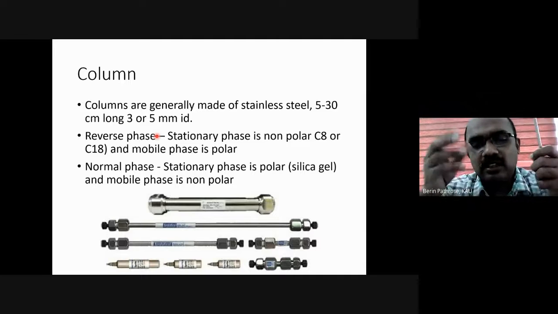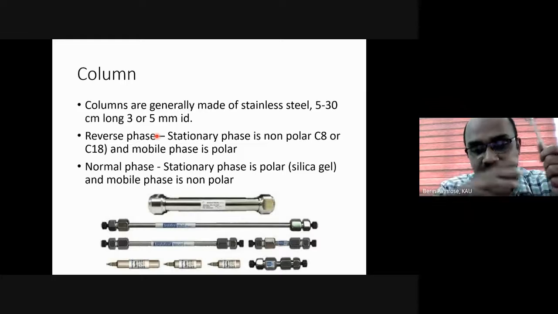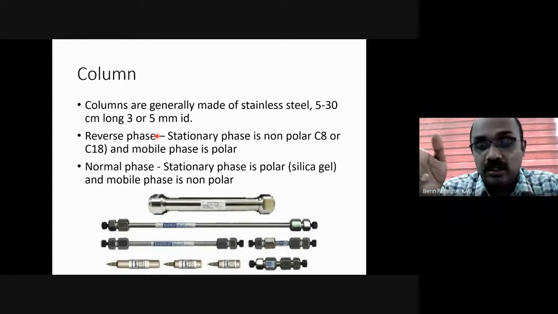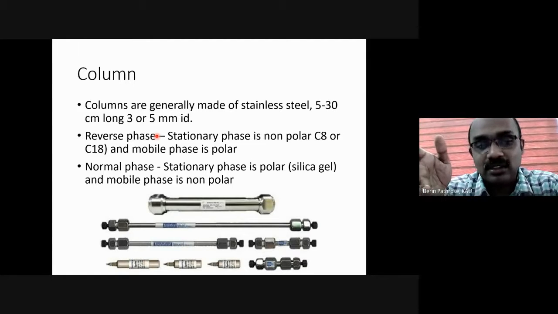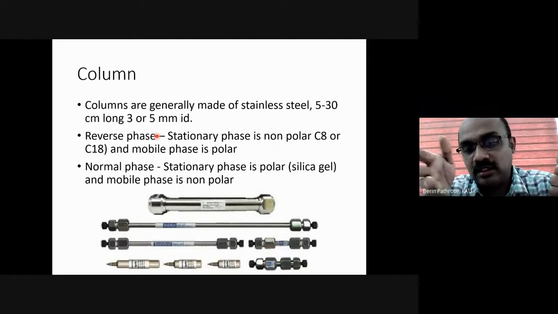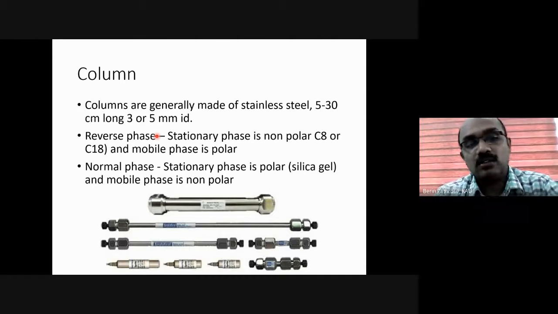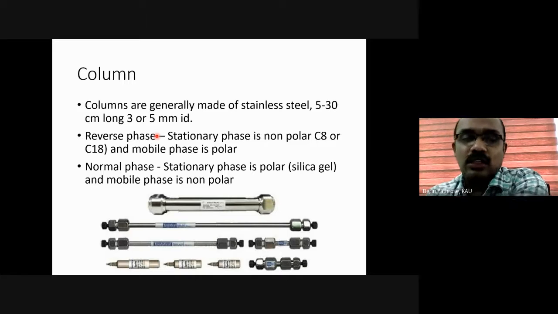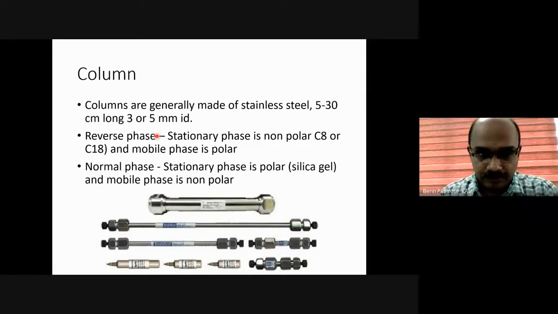So we usually get 5, 10, 15, 20, etc. That is the usual length. 25, maximum 30 centimeter is the length which we normally get for an HPLC column. The diameter is usually 3 or 5 mm.